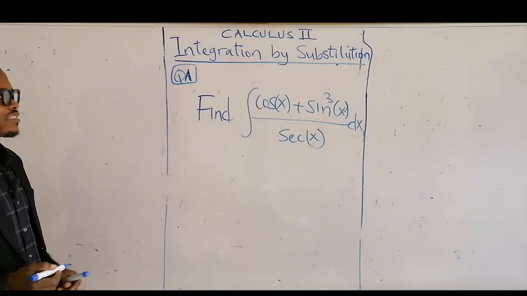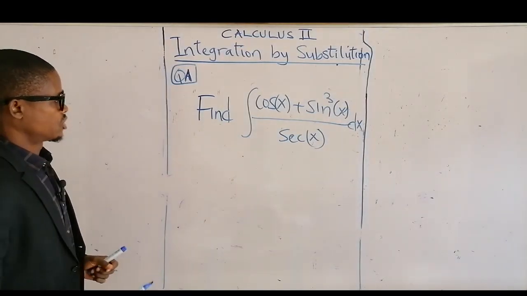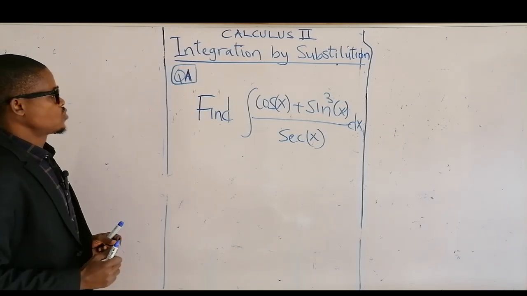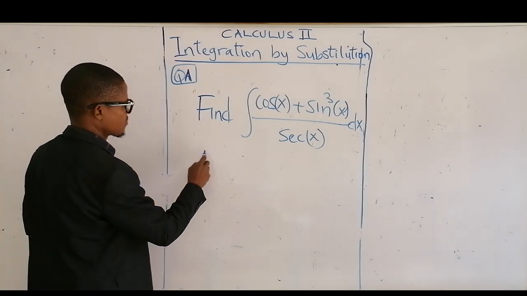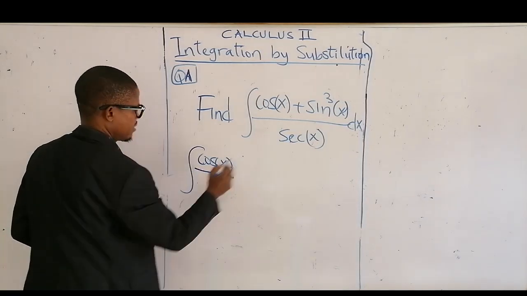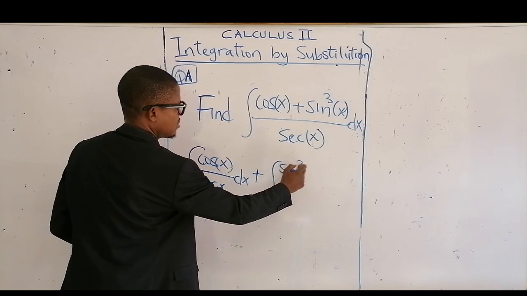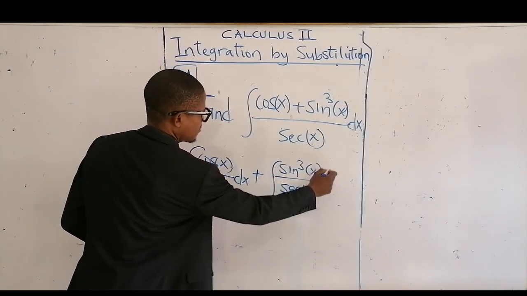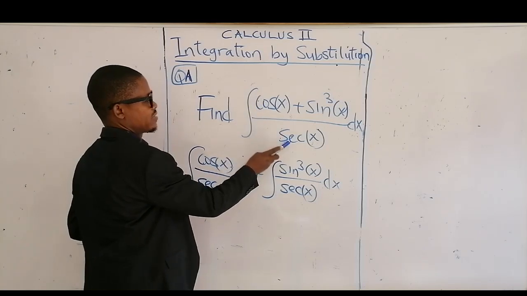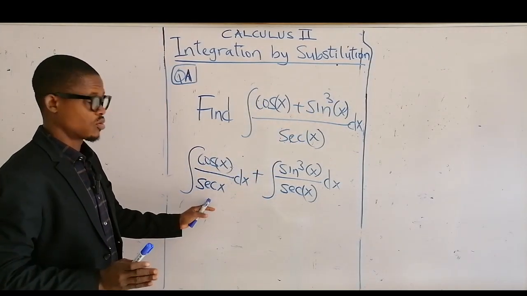The next question we have is this. We have the integral of this function. And if you look at the question, what we do here is to do the algebra. That will be equal to this one over this dx plus the integral of this one over sec x dx. This over this plus this over this. So that's algebra, and that's what we have done now.